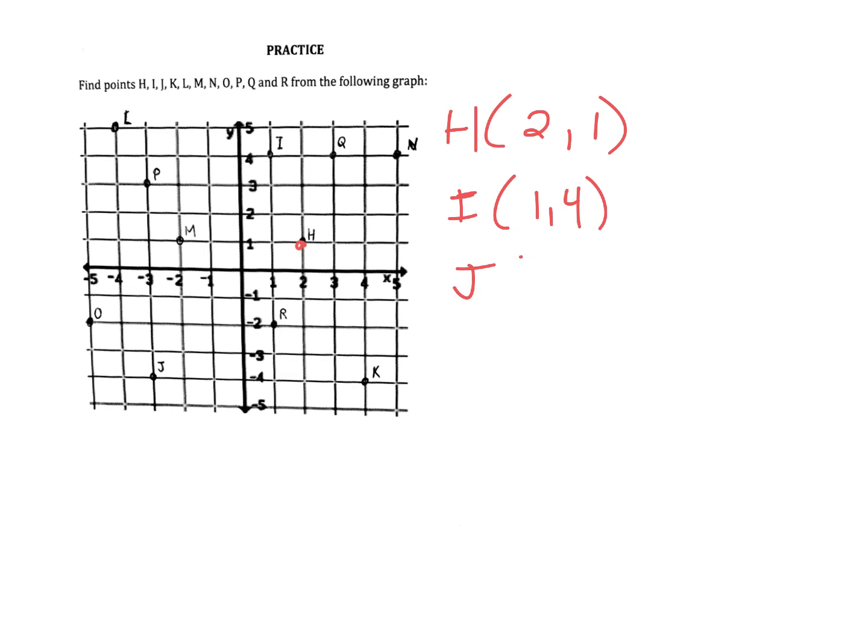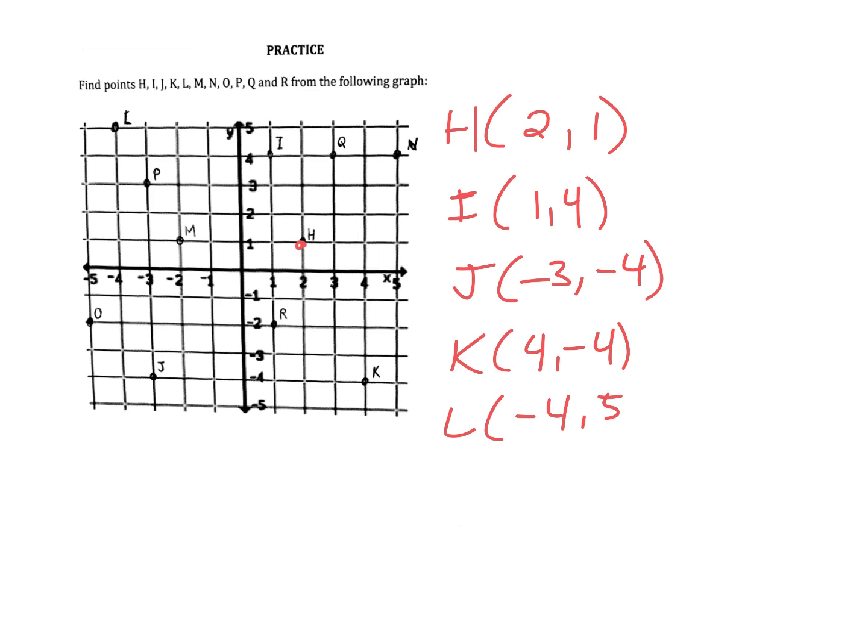Then we have letter J. J is located at x -3 over here and y -4. Then we got K. K is located at +4, -4. And then we got L. L is located at -4, +5. This is something you can practice. M. M is located at -2, +1.